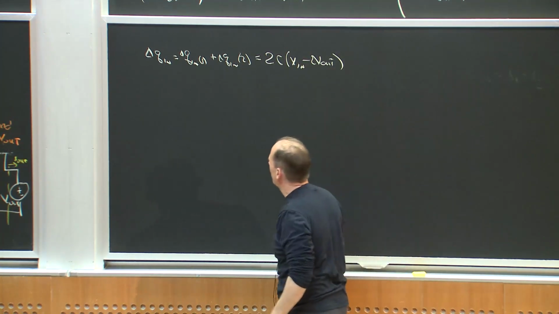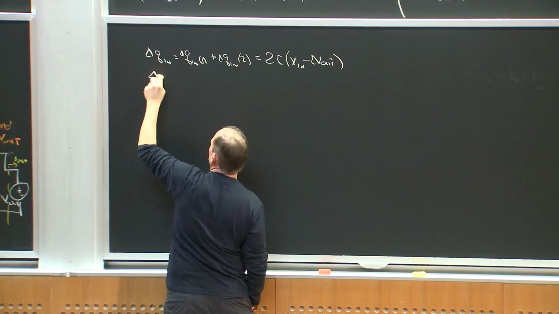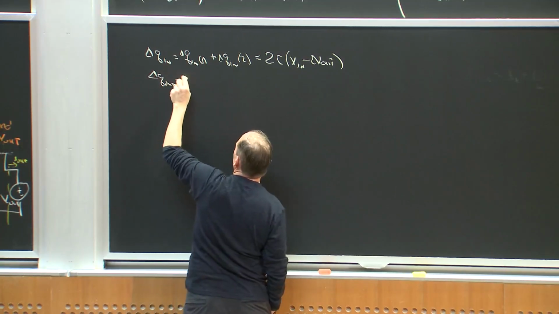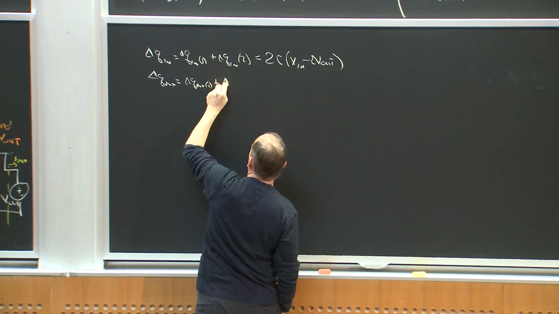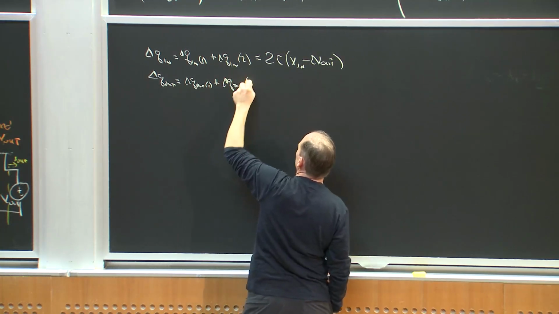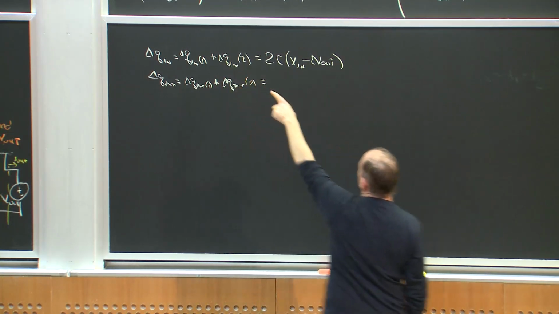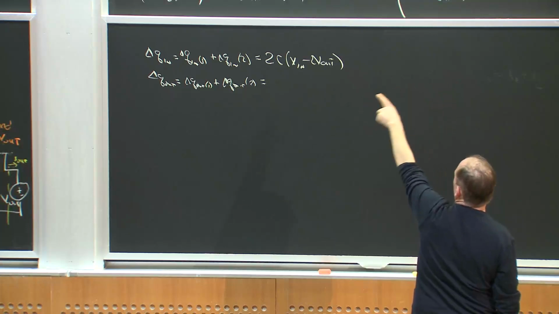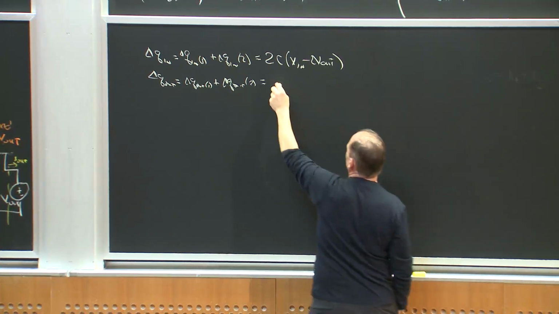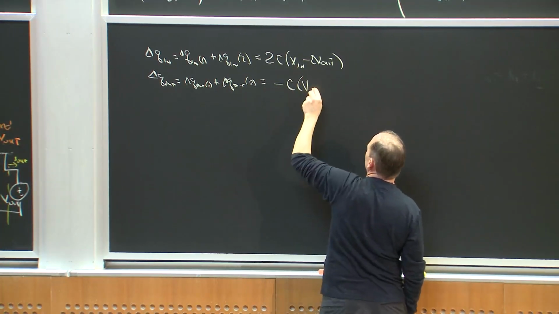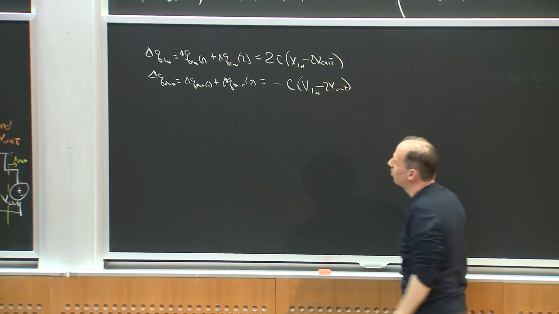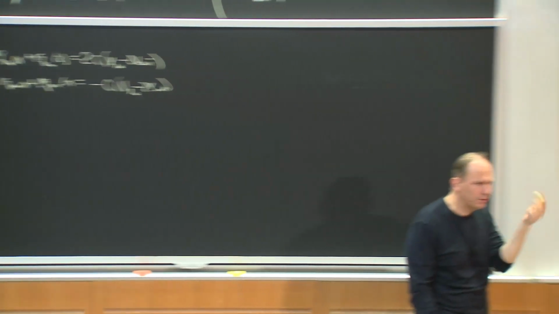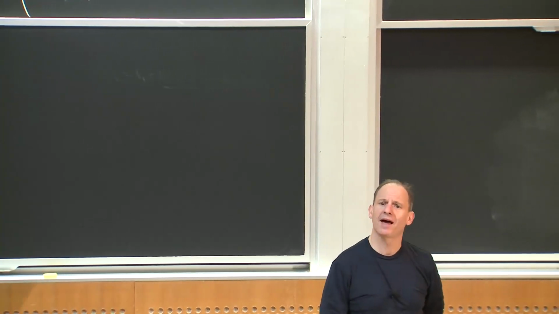Okay? And delta Q out is going to be equal to delta Q out in state 1 and delta Q out in state 2. And if I add those up, it's going to be minus C times V in minus 2 V out. Okay? Now, what's the current at the input on average?